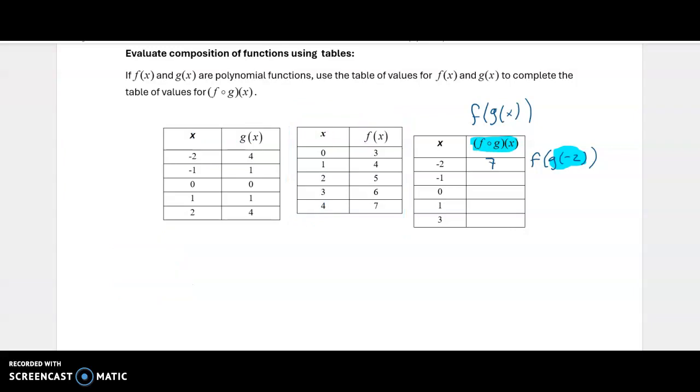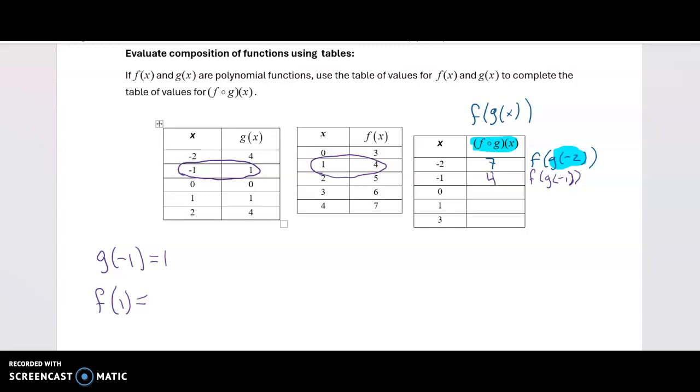Now let's go ahead and find f of g of -1. We'll go ahead in our g column and find out what g of -1 is. G of -1 equals 1. So now we'll find f of 1. F of 1 is 4. So f of g of -1 equals 4.